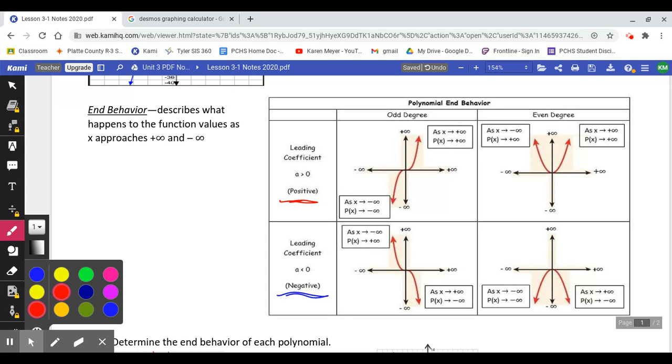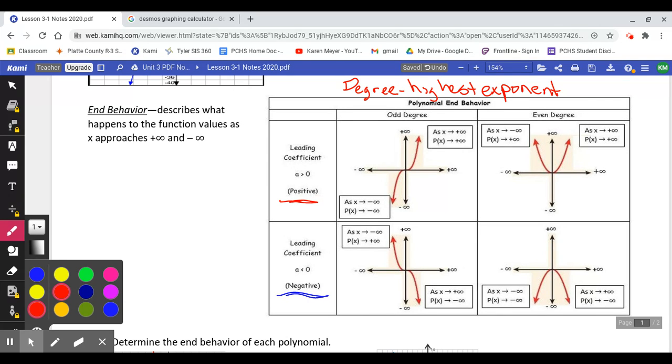Once you identify A, then you need to look at odd degree or even degree. We must remember that degree is the highest exponent. So you look at the highest exponent. If it's odd, then you're looking at the first picture to get your answer. If it's even, you're looking at the second picture.